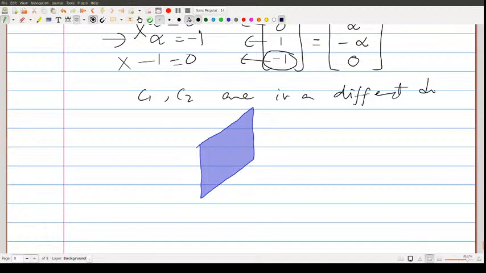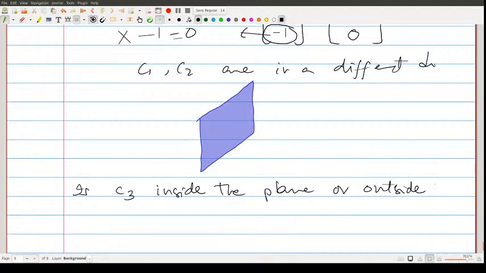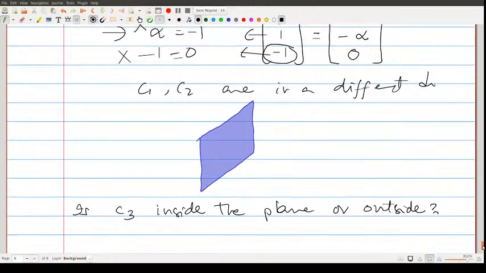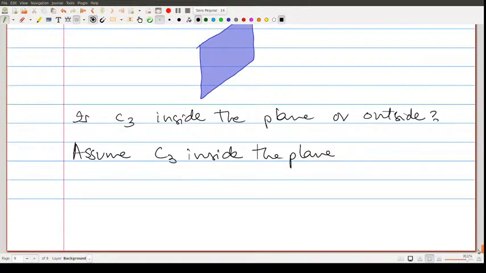Now let's ask the second question, which is: is C3 inside the plane or outside? Because if C3 is inside the plane, then I'm stuck in the plane. The only way I can expand to the whole three-dimensional space is for C3 to be outside the plane, right? Now, let's assume C3 is inside the plane. Okay, so if C3 is inside the plane, then I know that C3 will be some linear combination, alpha of C1 plus alpha of C2.